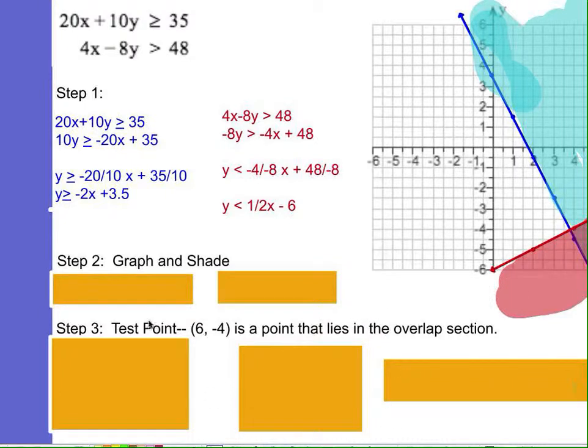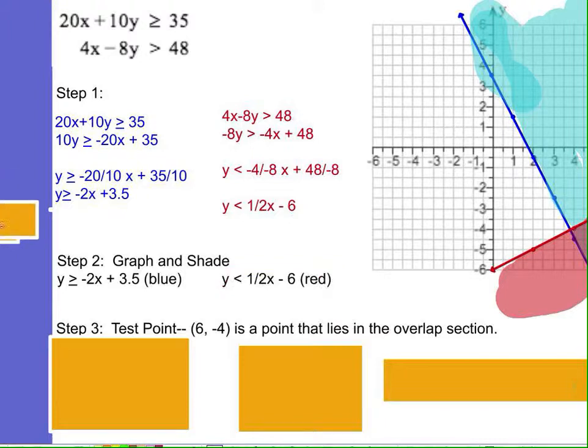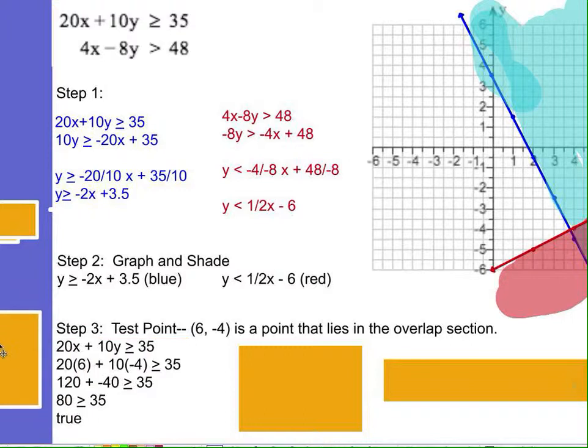As you can see, the only part of this graph where both colors overlap is this tiny section here, down on the right hand side. So I have to do a test point. I use 6, -4, which is right here, right on the edge of my graph. So x is 6, y is -4. So I'm going to plug that into all three equations.